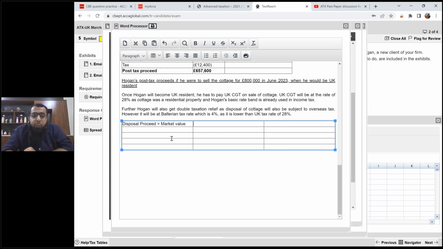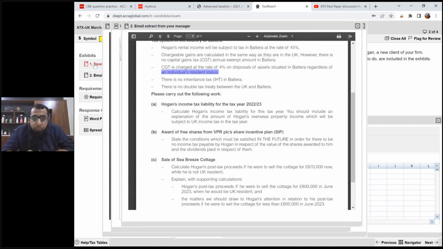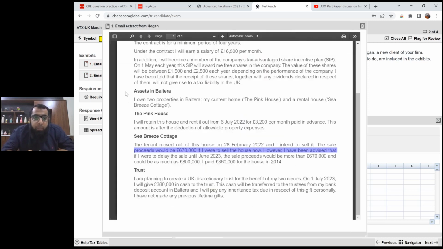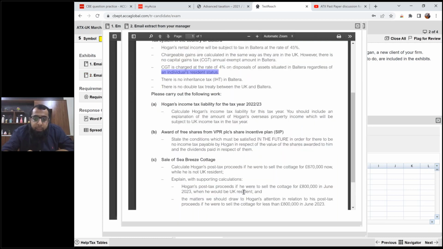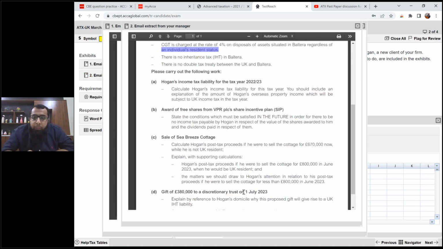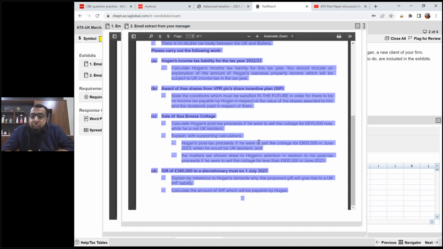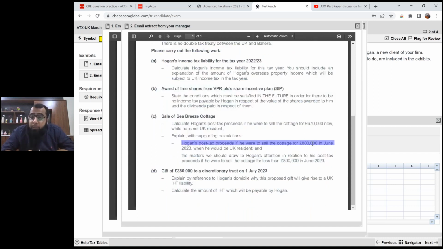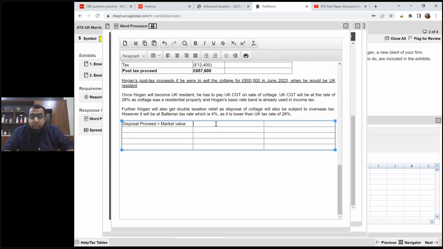Now what will be the disposal proceed? The disposal proceed, okay, it was written here in the email. Yes. Hogan's post-tax proceed if you were to sell the cottage for £800,000 in June 2023. Okay, so now the disposal proceed will be £800,000.